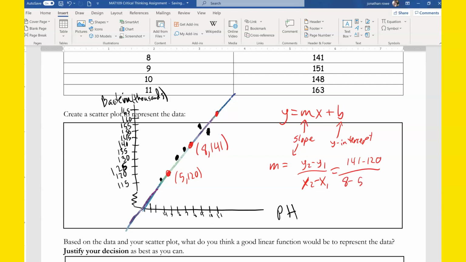And you can feel free to show your calculations on this sheet as well. In fact, it's good to show that so that I know how you arrived at your conclusion, and that I see that you're doing the work you need to do. So 141 minus 120 is 21. 8 minus 5 is 3. So that works out pretty nice, that my slope is 7. It's obviously 7,000, but again, we're assuming everything is in thousands. So every time I go up by 1 pH, I'm going up by 7,000 bacteria.